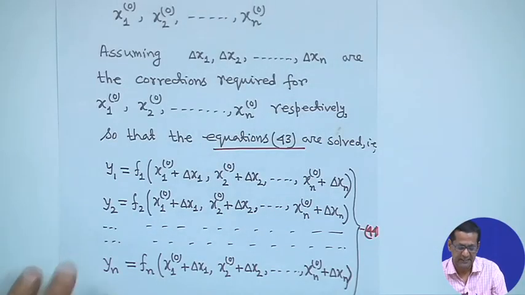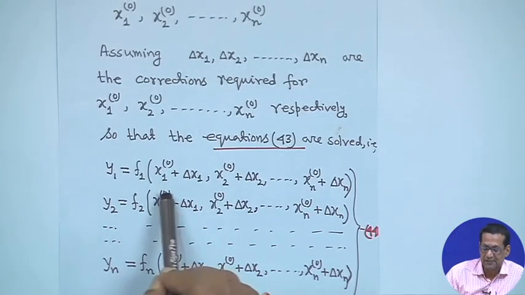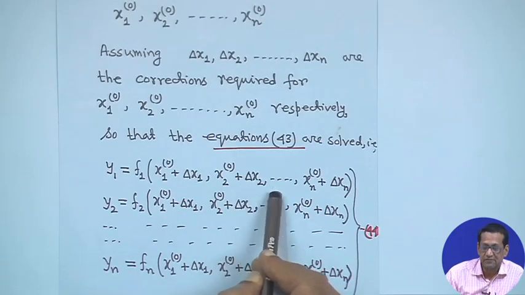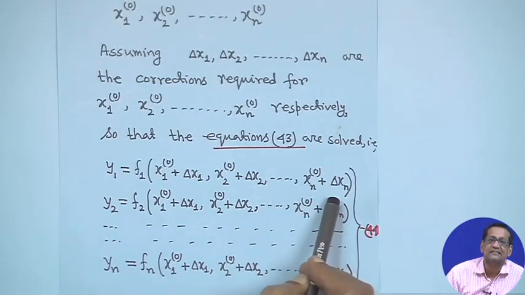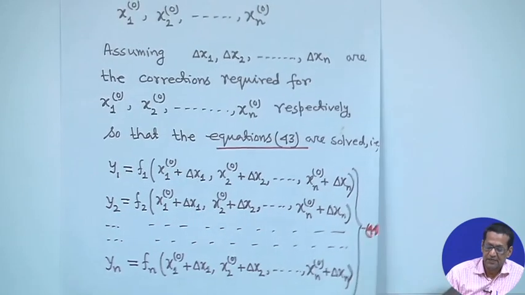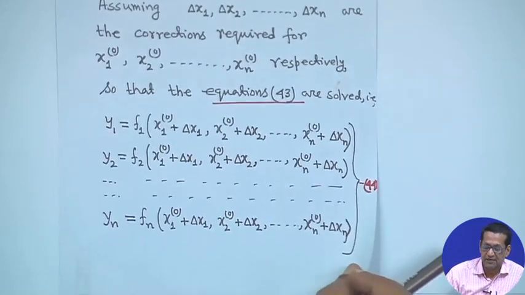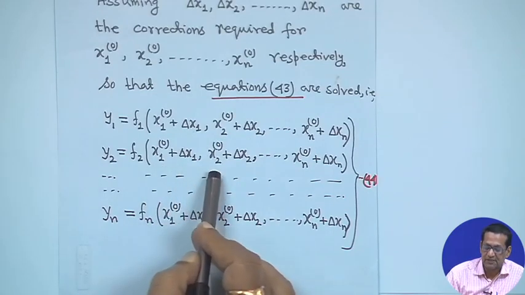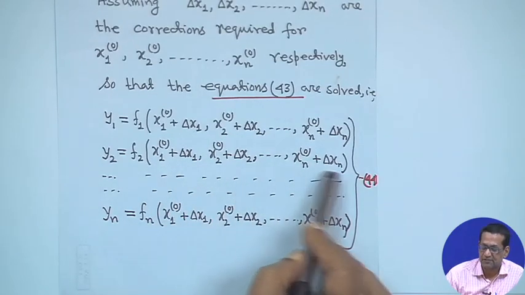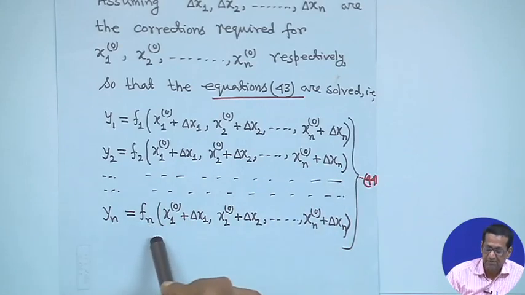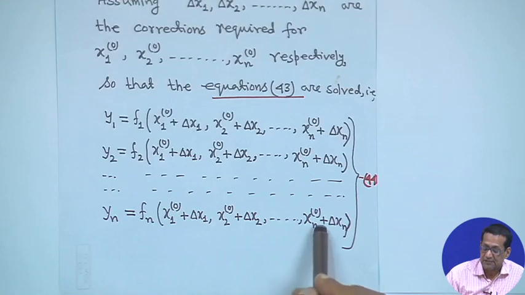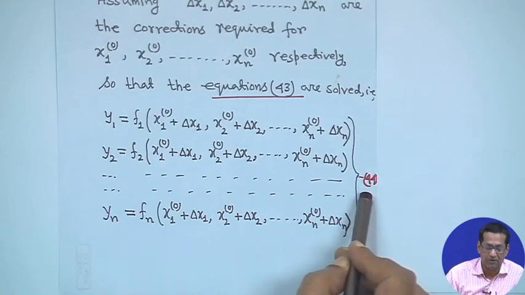So, the equation 43, that means the previous equation, we can write like this: y1 is equal to f1(x1(0) plus delta x1, x2(0) plus delta x2, up to xn(0) plus delta xn), because every time you have to update these. Similarly, y2 is equal to f2(x1(0) plus delta x1, x2(0) plus delta x2, up to xn(0) plus delta xn). For yn, fn(x1(0) plus delta x1, x2(0) plus delta x2, xn(0) plus delta xn). This is equation 44.